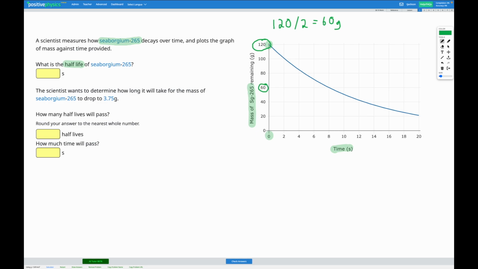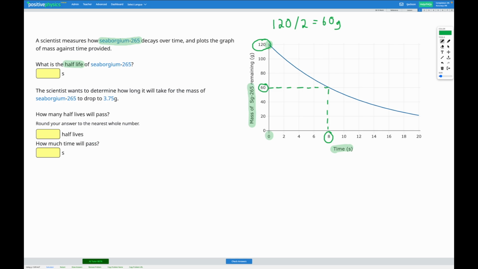So we can look on our graph and see what time the mass has decreased to 60 grams. In this case, it's 8 seconds. So over a time of 8 seconds, the mass halved from 120 to 60. So it sounds like 8's going to be our answer.